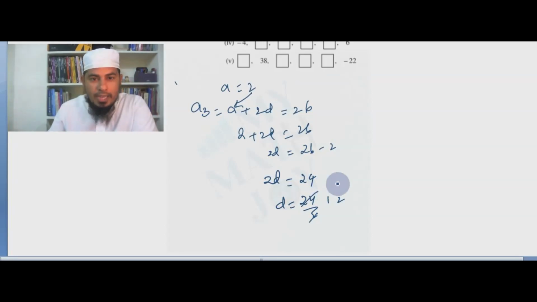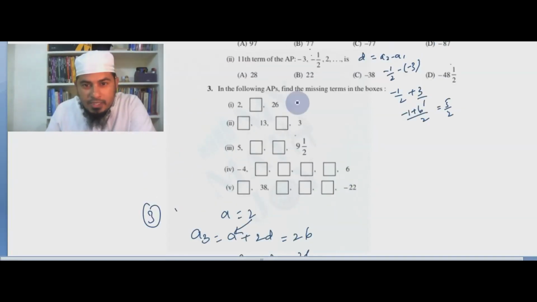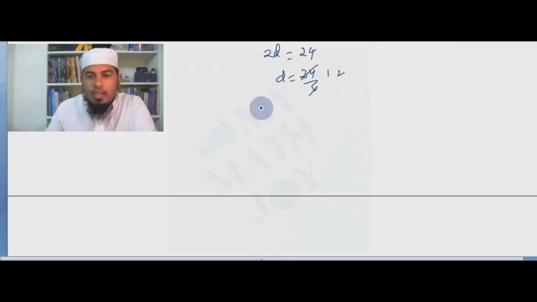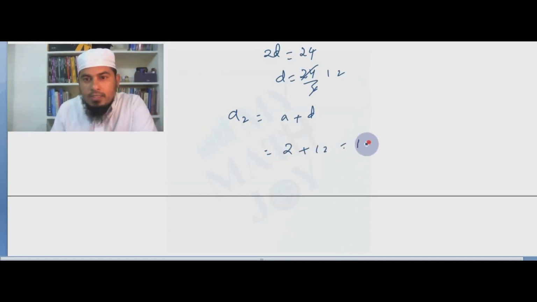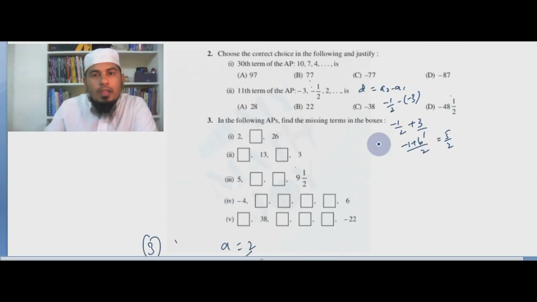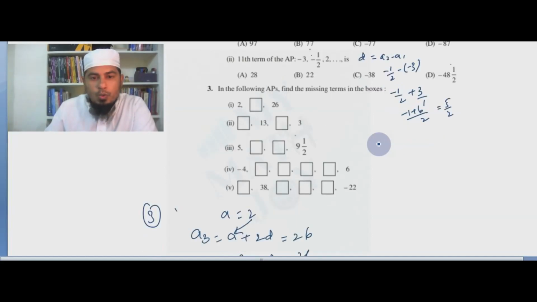So we got the a value, we got the d value. Now what is the missing term? The missing box is the second term. So he wants the second term. So I write the second term in the formula a plus d. What is my a? 2, d is 12, answer 14. That's all. In this way we can do. Let's move on to the second bit.